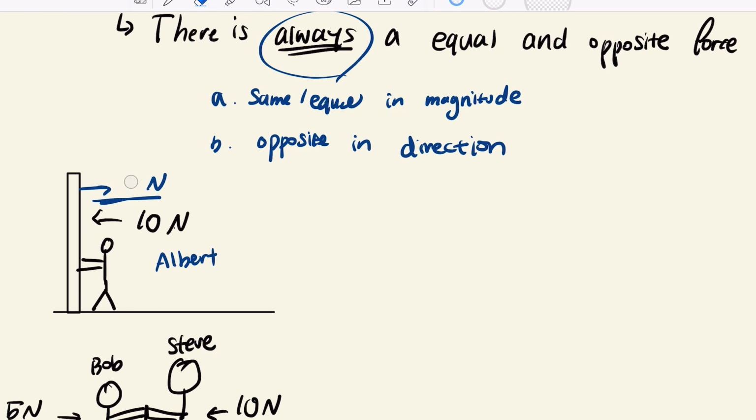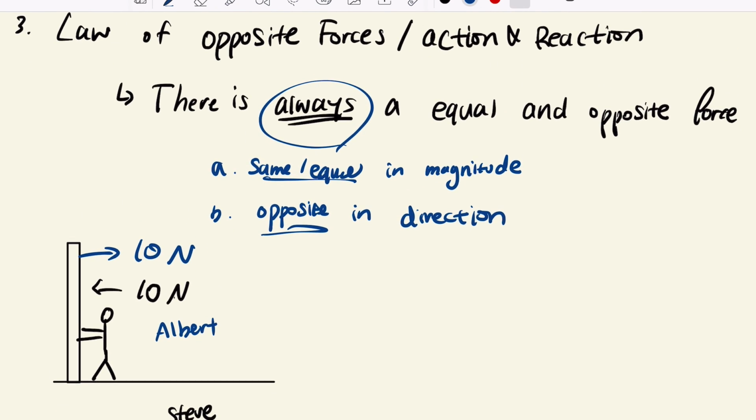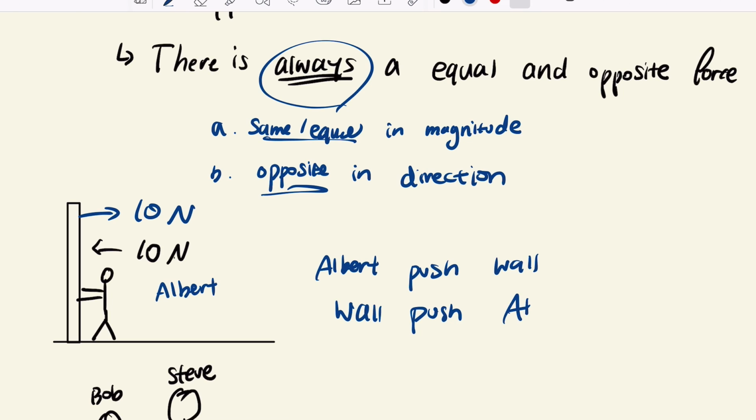So it is true that the wall needs to push back with 10 newtons, opposite in direction, but equal in magnitude. So whenever you're identifying the opposite force, we can call it the opposite force or the reaction force. Whenever we're identifying the reaction force, I always find it easy if we use simple and clear words. So Albert pushes wall, and wall pushes Albert.